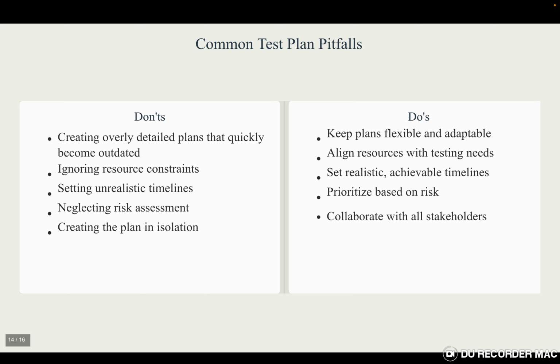So always align the resources, setting realistic, achievable timings. Like if this task is a high priority task, you want to give it proper timing. If it's a low priority task or just a UI change, you don't need to worry much. Okay, and prioritize based on risk: the high priority and faster release items you want to release first, and anything minor you keep for later.